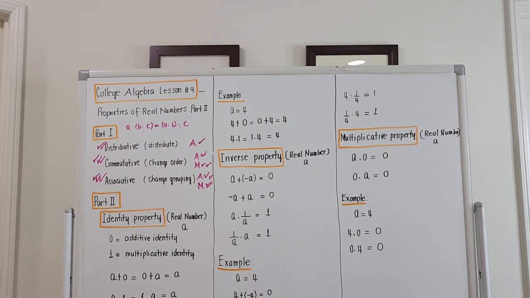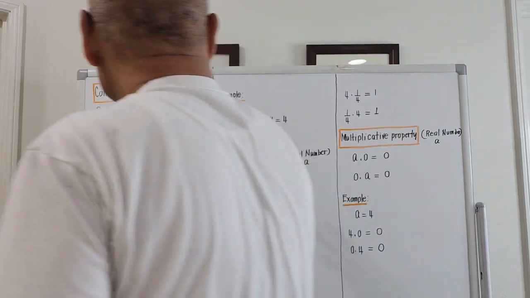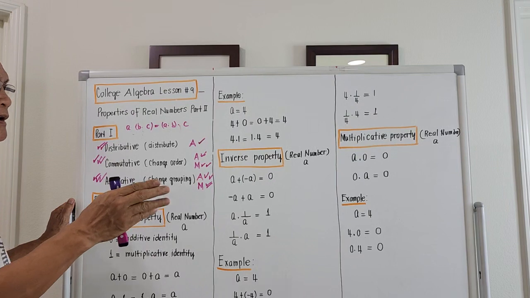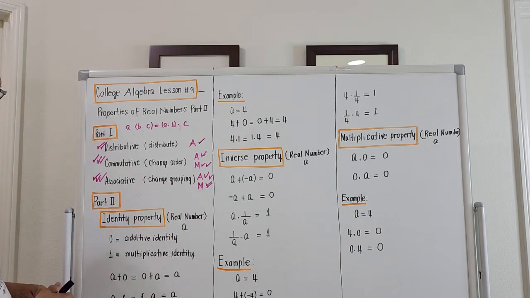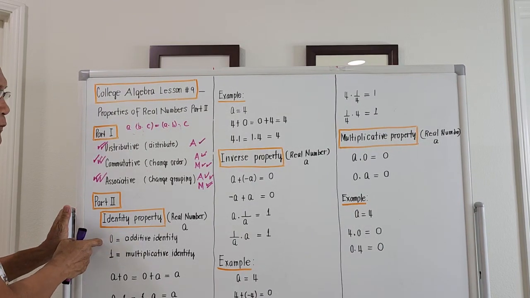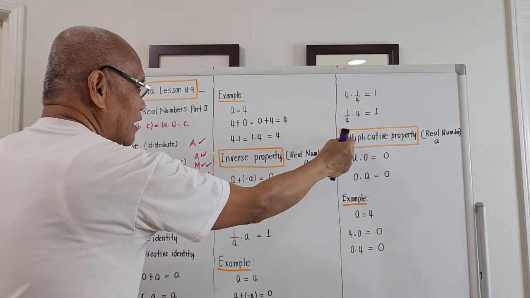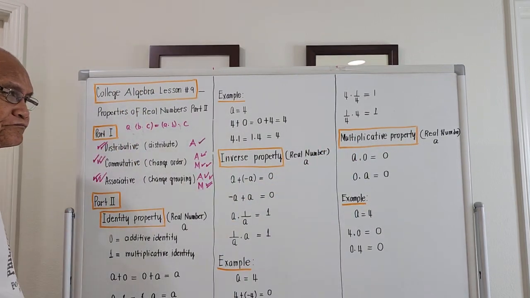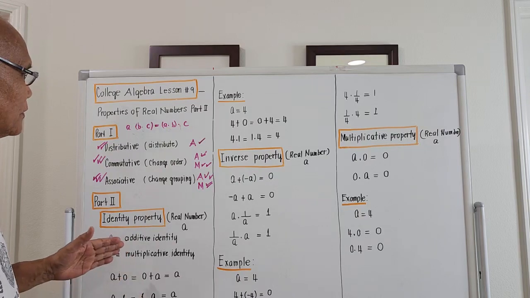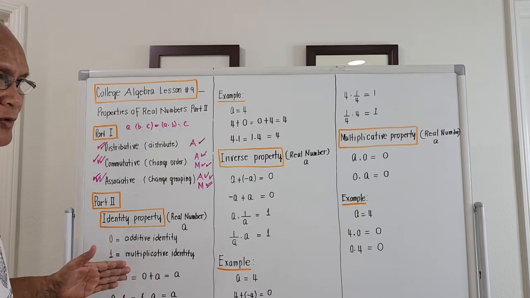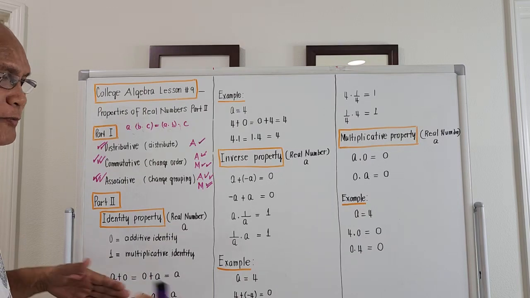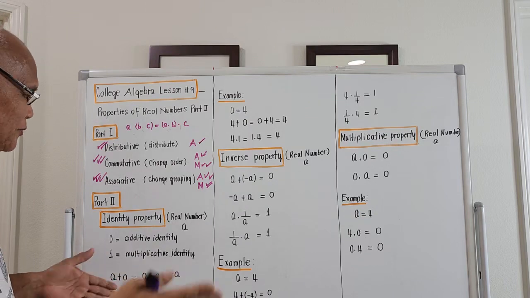Oh, it's fine. Okay, let's proceed with lesson number 9 now. The last three properties of real numbers under properties of real numbers. The next one will be part 2. So it will be 3: identity property, the inverse property, and the multiplicative property. These are the so-called tricky part of properties of real numbers, because without knowing this one, you will be at a loss.